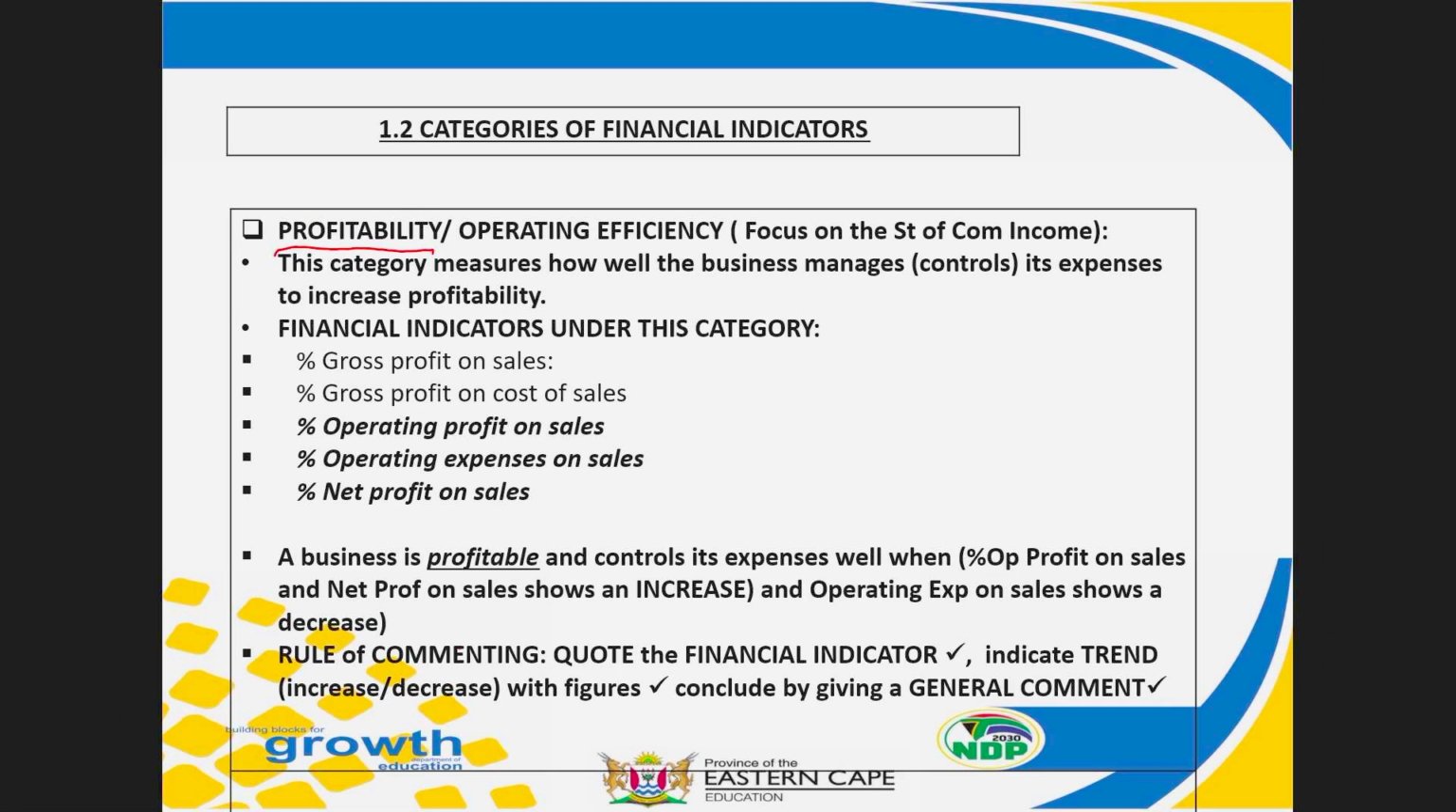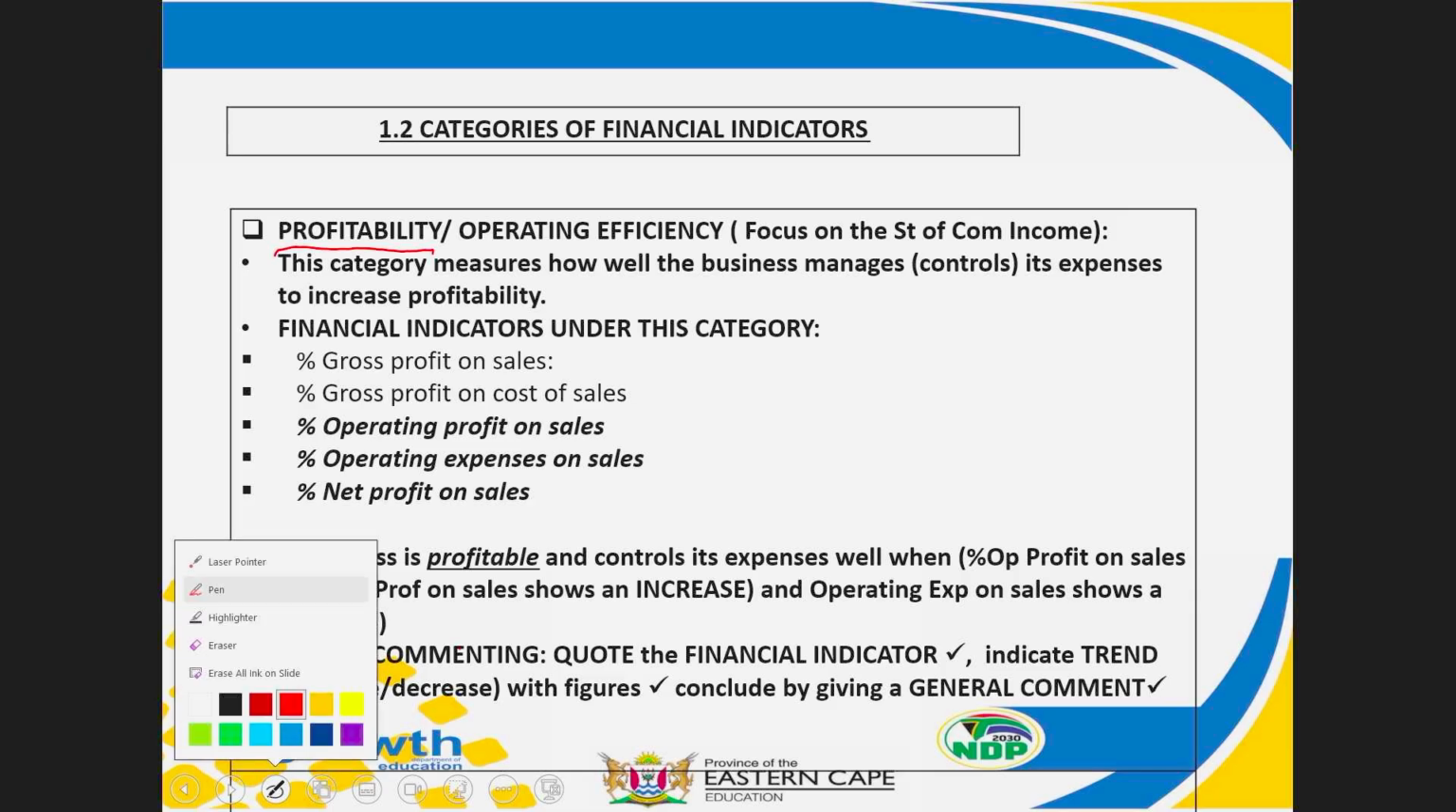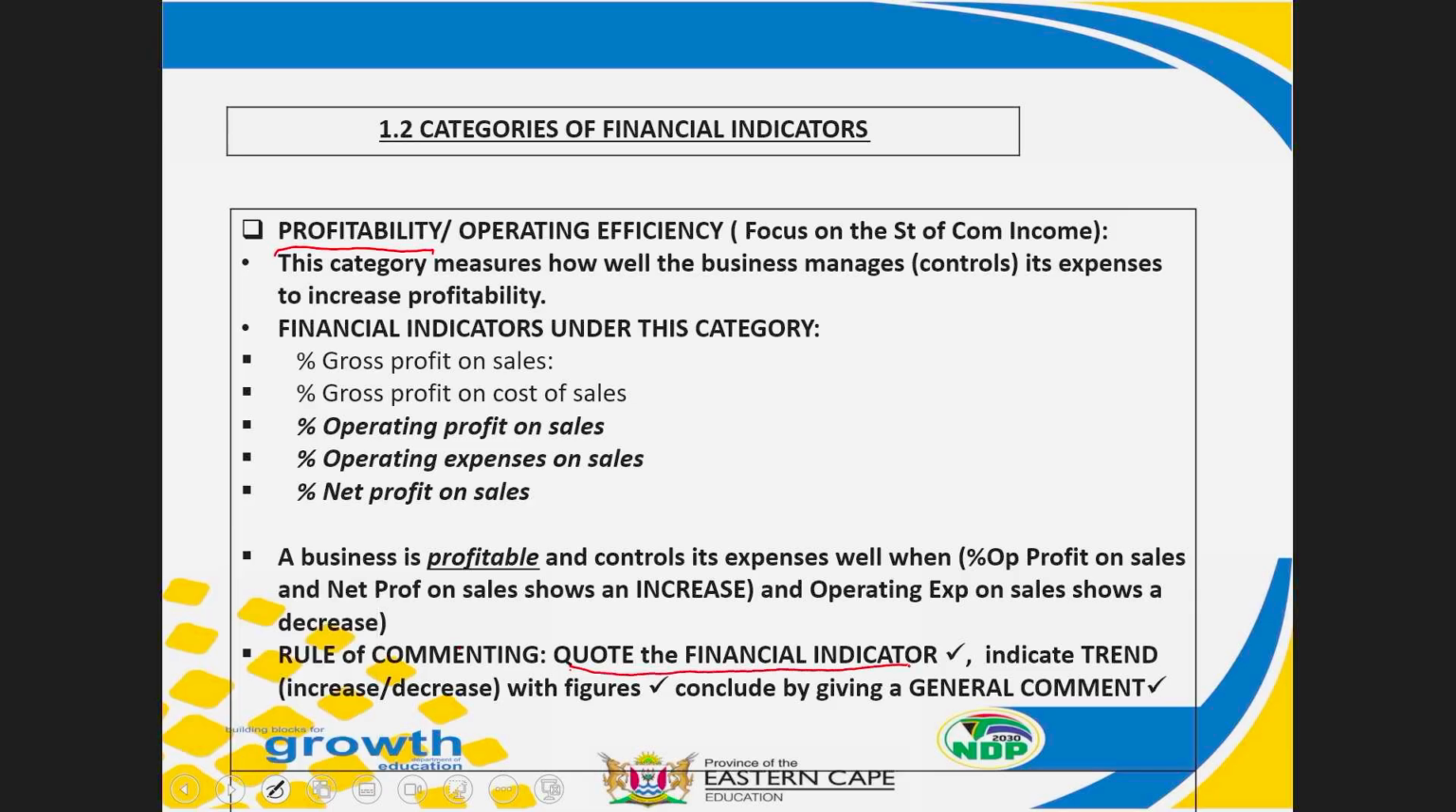Let me give an example. I have said, you quote the correct financial indicator, meaning that the financial indicator, for example, that you can quote when commenting on profitability is operating profit. By quoting operating profit, you're getting yourself a mark. By indicating the trend with the correct figures, you're getting yourself another mark, meaning that for each indicator, you are entitled to receiving 2 marks.